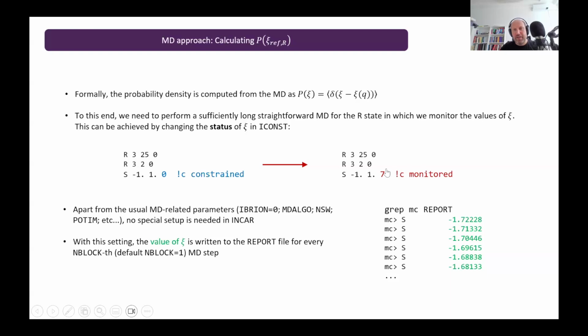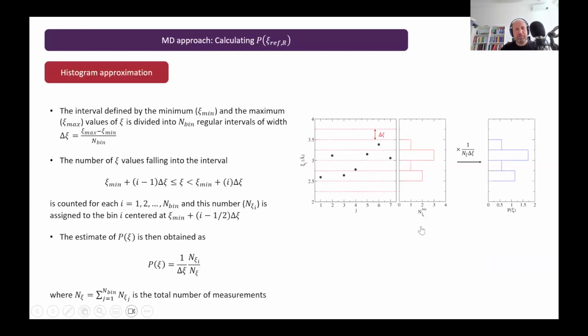I forgot to say, if we monitor some reaction coordinates, so for every coordinate with status 7, the output that we see in the report looks like this. For every n-blocked step, we have one string introduced by MC, which contains the value of xi in this case, or for a monitored coordinate in general, for the current molecular dynamics step.